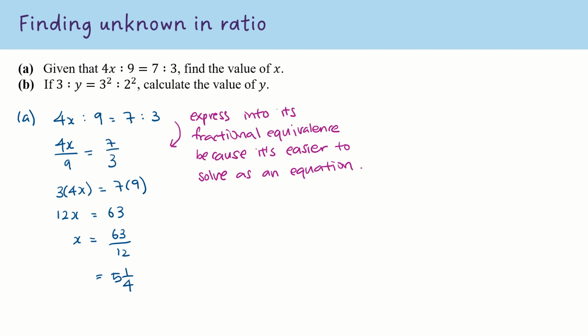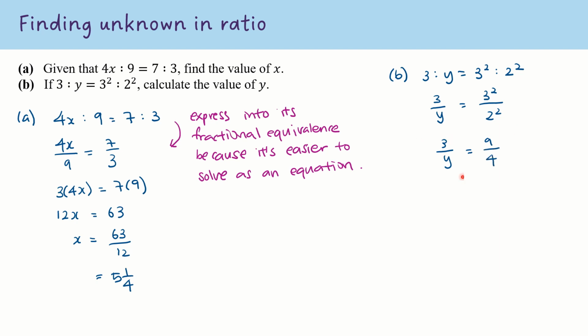We now move on to part B, where we are given 3 is to y equals to 3 square is to 2 square, and we want to find out what is the value of y. So similarly, we will re-express this ratio form into its equivalent fractional form, and that is 3 over y equals to 9 over 4, or at this point 3 square over 2 square. So 3 square over 2 square is the same as 9 over 4.